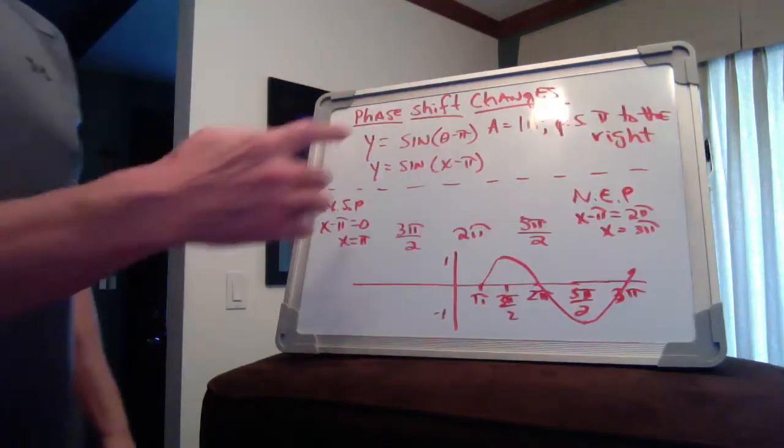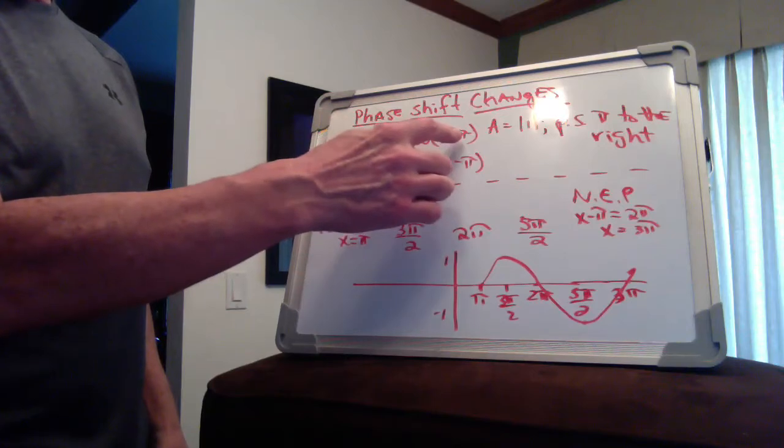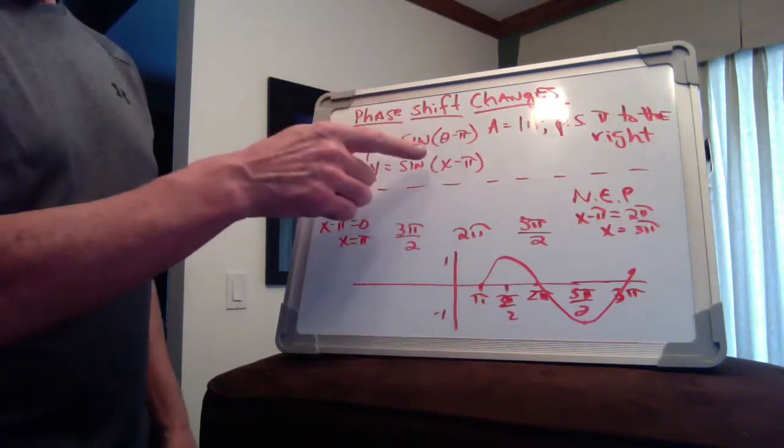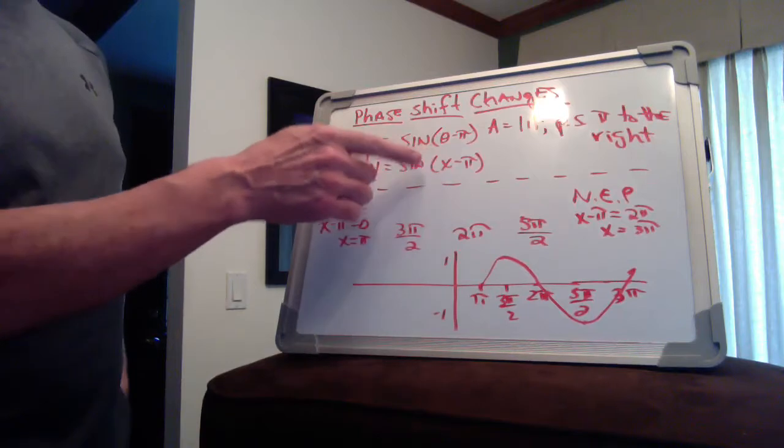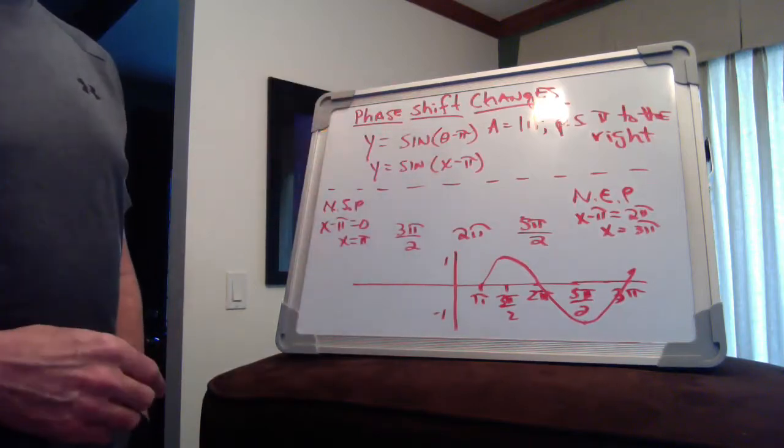On your worksheet, they always use theta minus an angle to show the phase shift. But I always like to use X. I'm just used to that. You don't have to. But I'm just writing both of these because they mean the same thing.